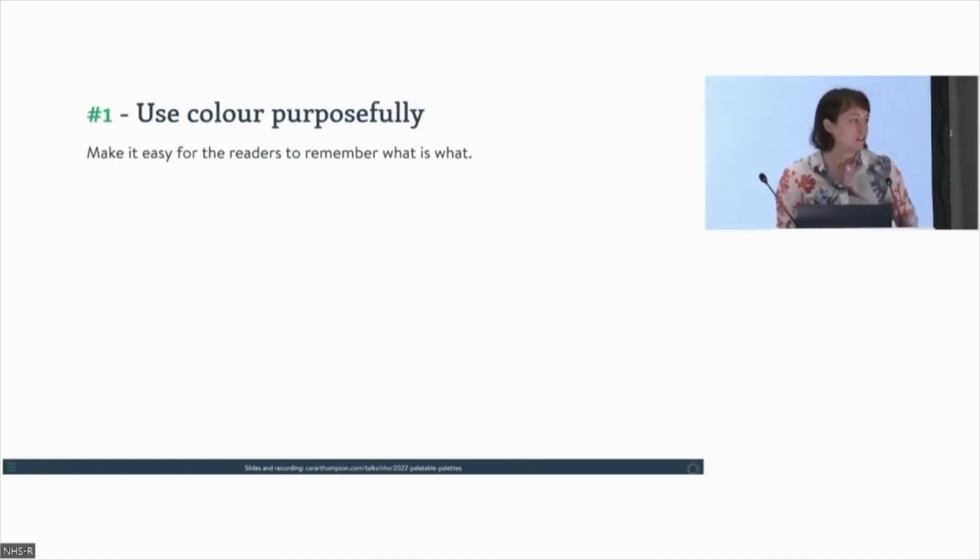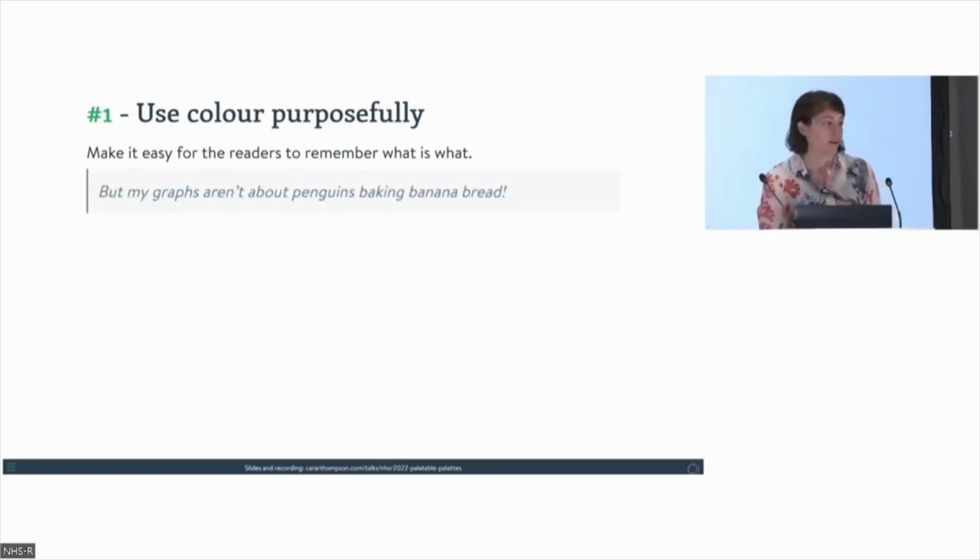Once you've clocked that the fish and chips are the orange and yellow bar, you don't really need to look at the legend again. You will remember that as you look through the rest of the plots. So if at all possible, try to do this in your own context. Now, you're probably thinking, I'm not actually doing research about baking penguins. Probably that's a good thing.